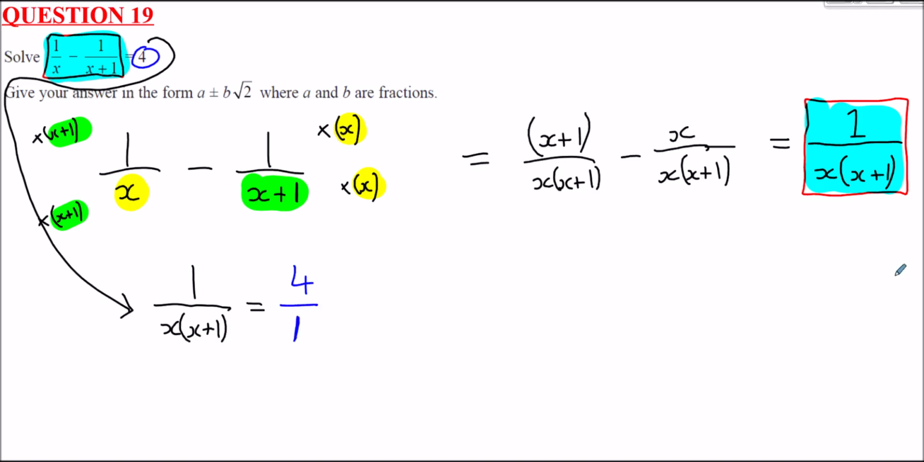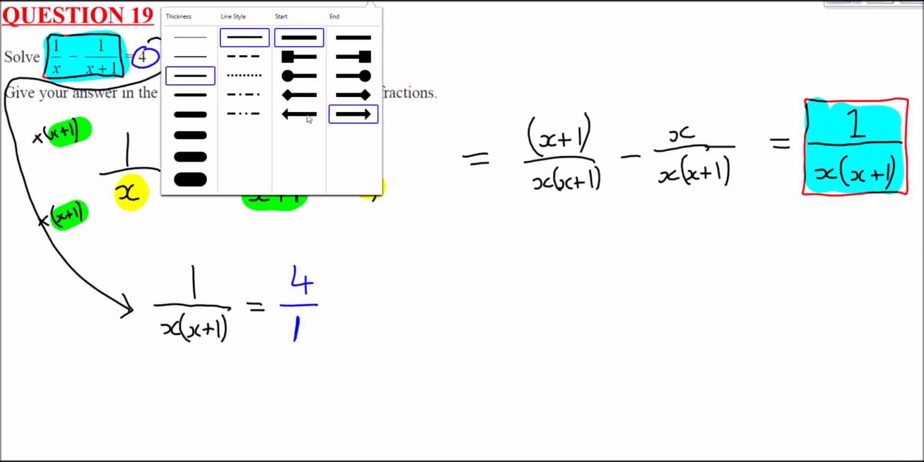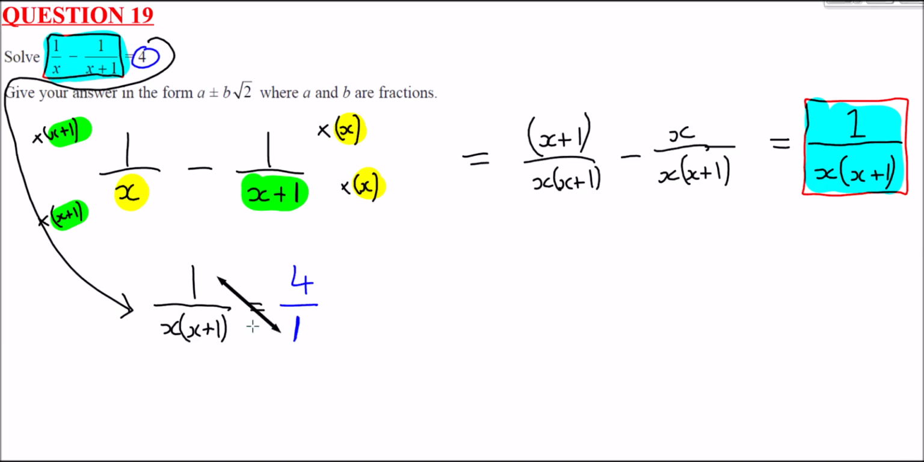Okay, now I'm going to solve this fractional equation. If I've got one fraction equals another, I can cross multiply. So I can say that 1 multiplied by 1 equals 4 multiplied by x brackets x plus 1. So the next step from here, I can say that 4x times (x plus 1) must equal 1 times 1, which is 1.